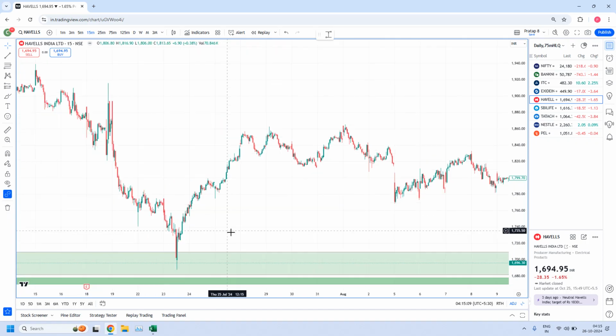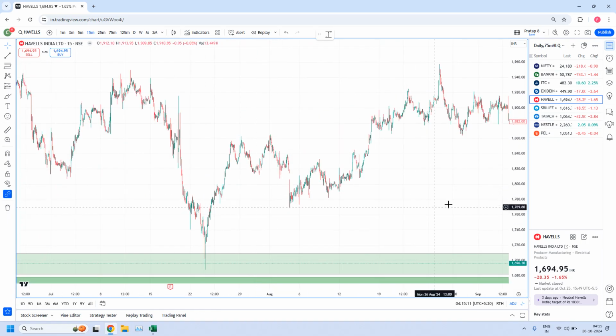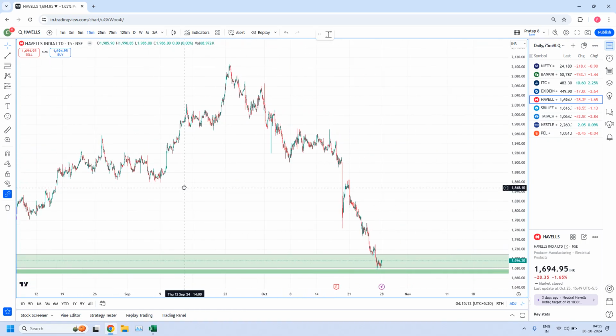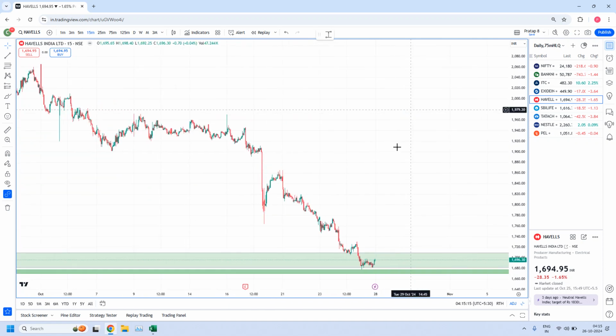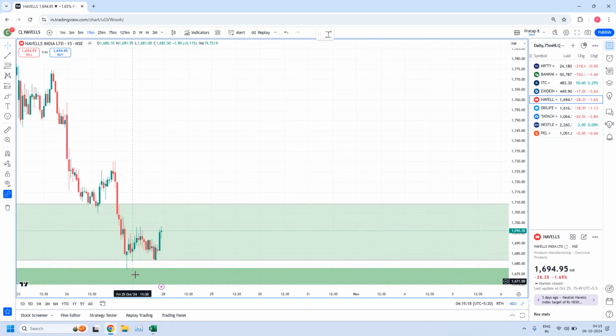Earlier also we don't have any 15-minute zone. There are higher chances this zone will be violated. That is what happened. The zone is violated. But below there is a 5 minutes bear trap.